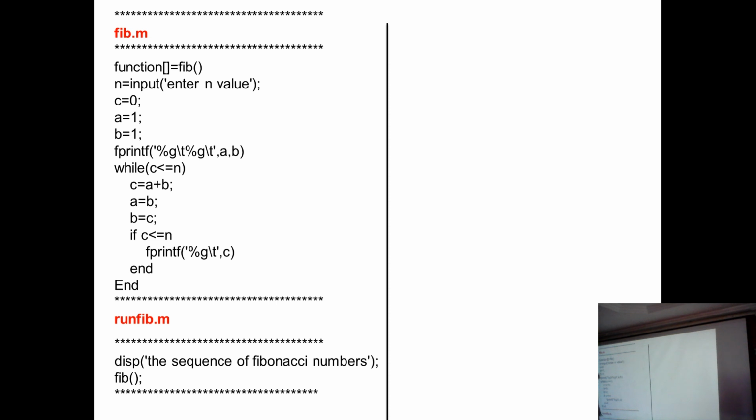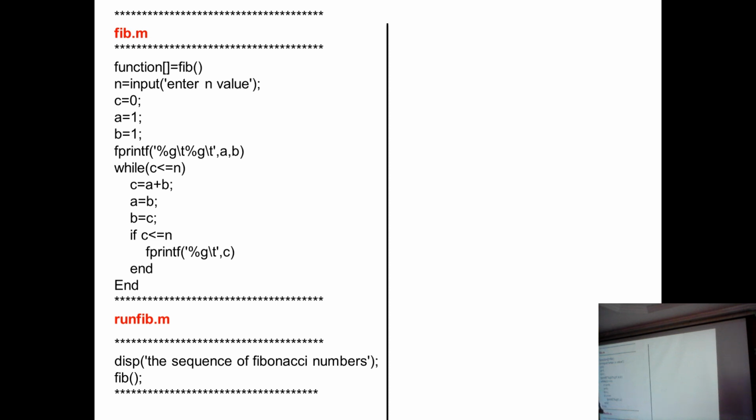Now look at another M file I opened. It's called run fib. Here I used a function called disp. I already told you whether I can go for fprintf or disp. I use disp. It's an output statement. This prints the sequence of Fibonacci numbers, and then I call the fib function. You look at the syntax here, fib.